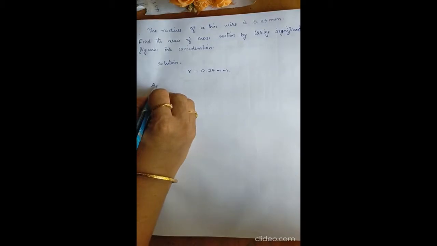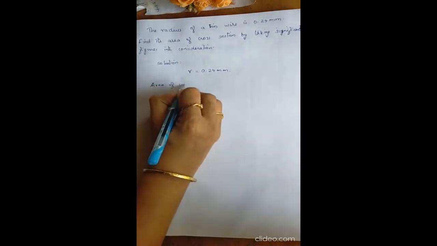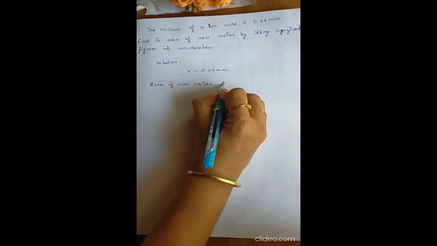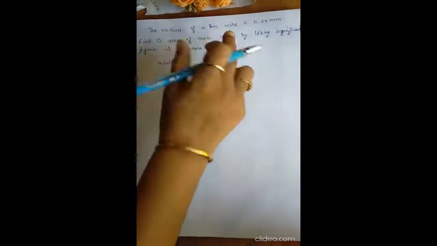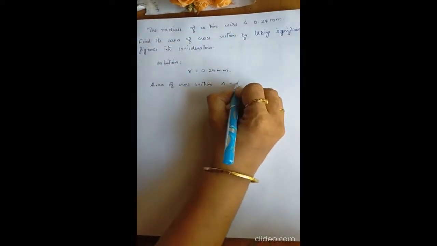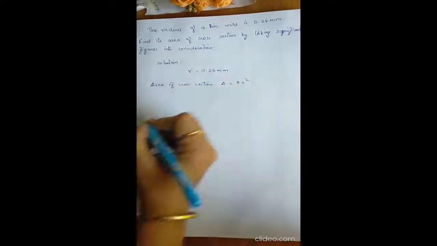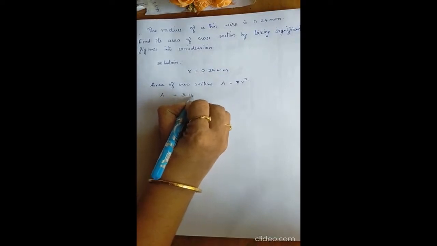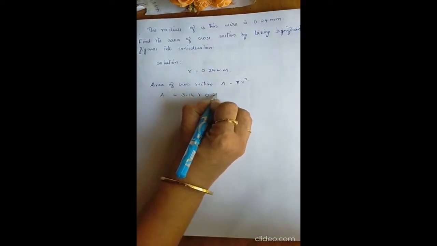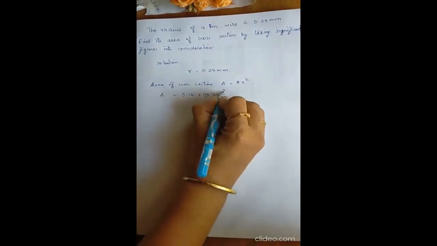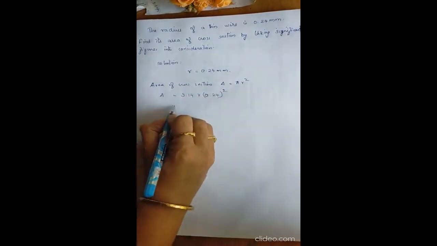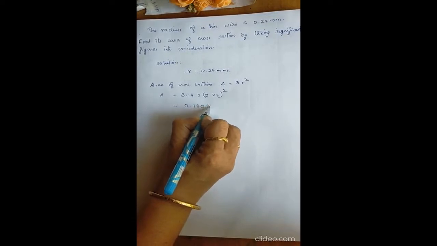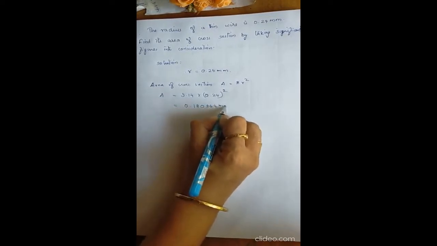And area of cross section A equal to, നമുക്കറിയാം thin wire area of cross section A is equal to pi r square. So area A equal to 3.14 into 0.24 whole square, that is equal to 0.180864 millimeter square.